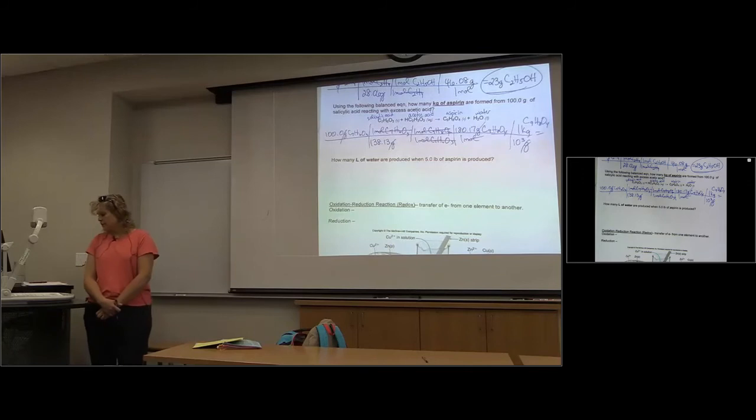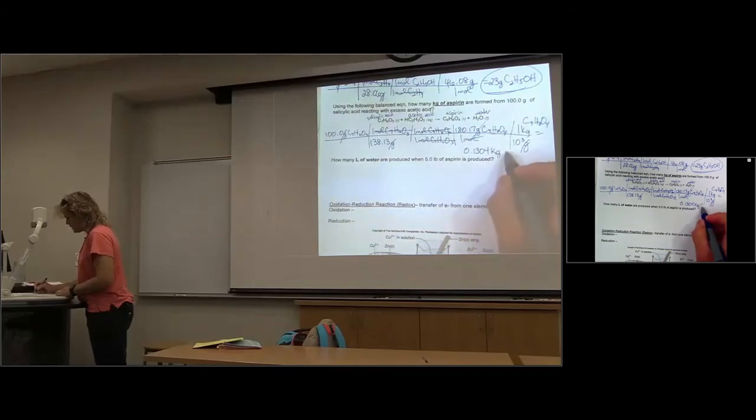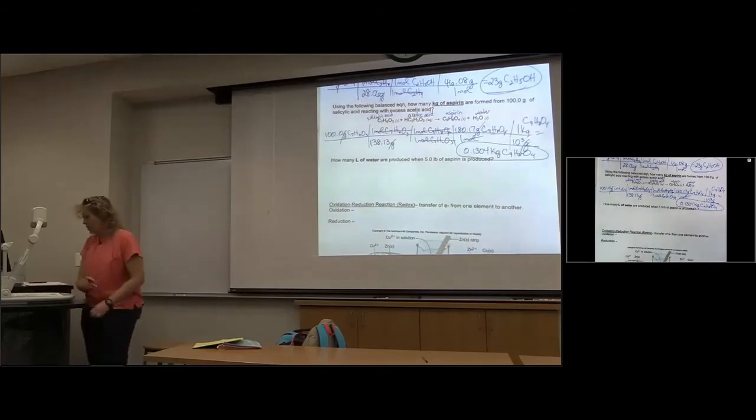How many significant digits should be in our final answer? 4. So what's the final answer? Kilograms. C9H8O4. 0.1304 kilograms, C9H8O4. Yes or no?